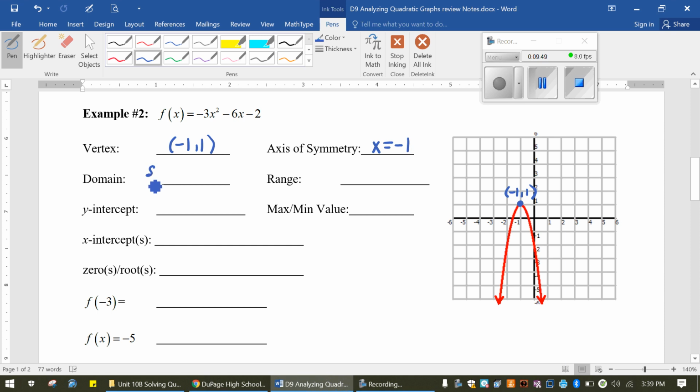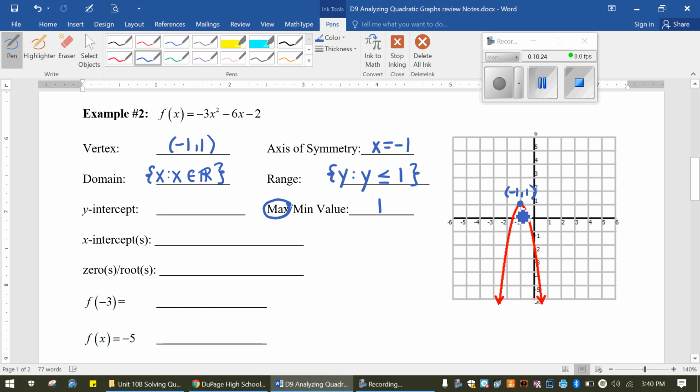Domain for quadratics will always be all real numbers. And then our range is a little different. Because your parabola is reflected, or has this negative, it's opening down, it means that our vertex is a max value. And that maximum value that we have is a 1. What that means for your range is that that max value is where your range ends. Everything else is less than.